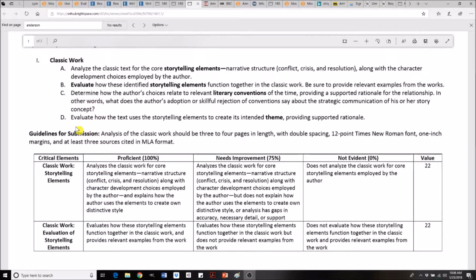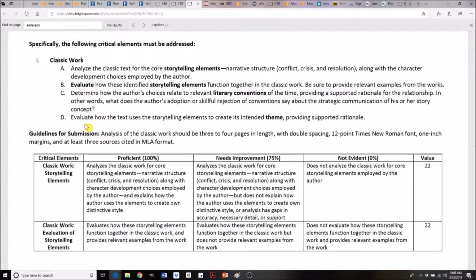So moving off that tangent, we go to the last part where again we have the word evaluate. So here's where you bring in your own opinions on the work. And then here you're evaluating how these storytelling elements help create the intended theme. So by this point, you'll want to have an idea of what the intended theme was.